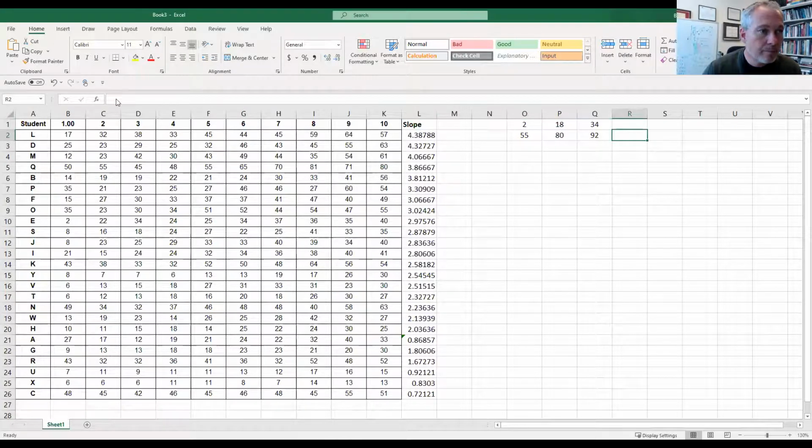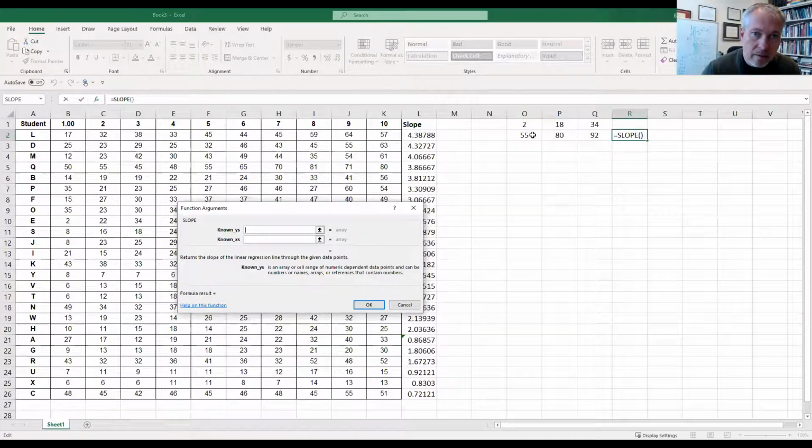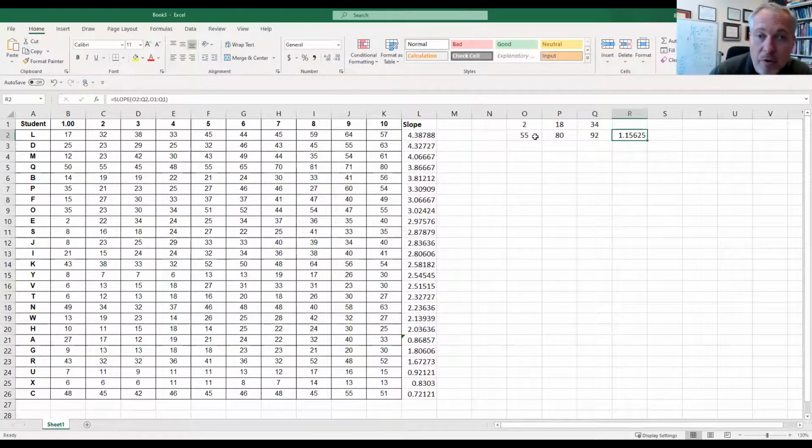I'm going to go slope. I'll switch it to most recent now. Slope. Again, the dependent data, that's going to be the scores. The independent data is the number of weeks. Click OK. And it wants to see the rate of growth for these 3 standards, and the proficiency standard is 1.16. So any kid at 1.16 or less is not doing well.